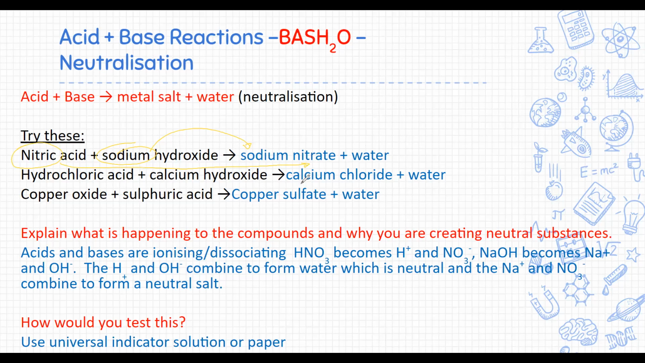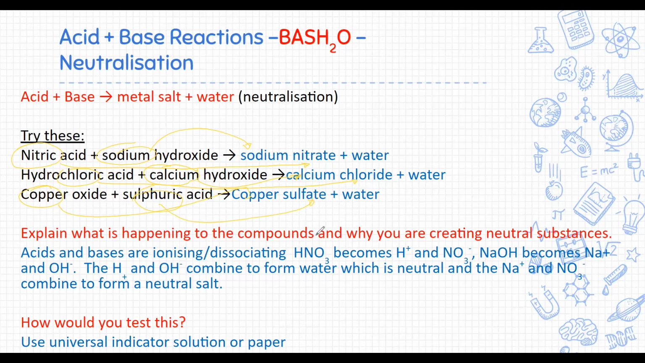The second example: calcium chloride plus water. The first name comes from the base, calcium, and then chloride comes from the hydrochloric acid, and then water is also produced. Last one, same idea. The alkaline solution is giving the copper, and then the sulfuric acid is giving that sulfate over here, and water is produced as well.